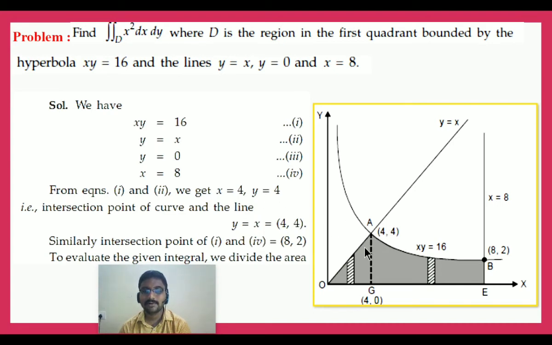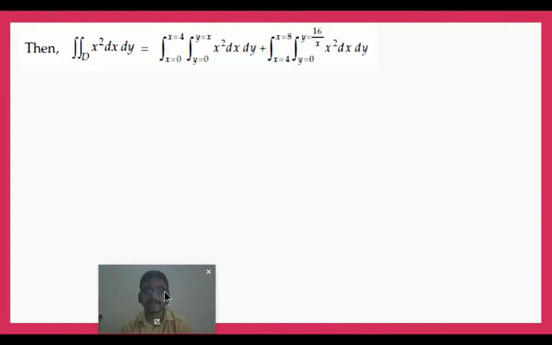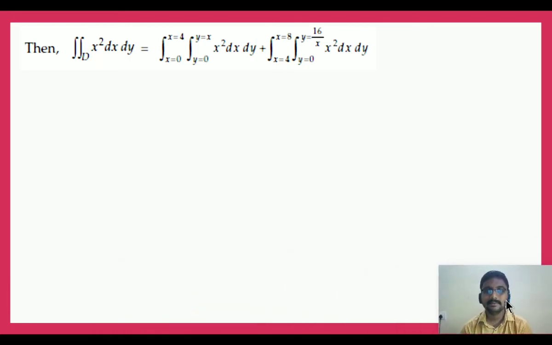Similarly, the intersection point of equations 1 and 4 is 8 comma 2. It is another intersecting point. So we will have x equal to 8 as an ordinate, and x equal to 4 as an ordinate. To evaluate the integral, we divide the area. So the double integral is split into two double integrals.